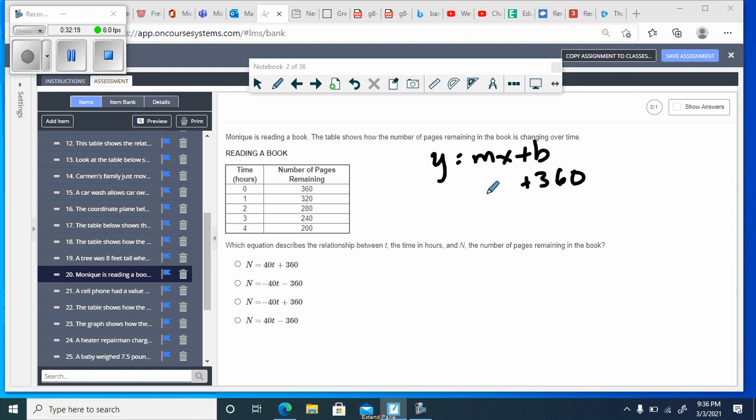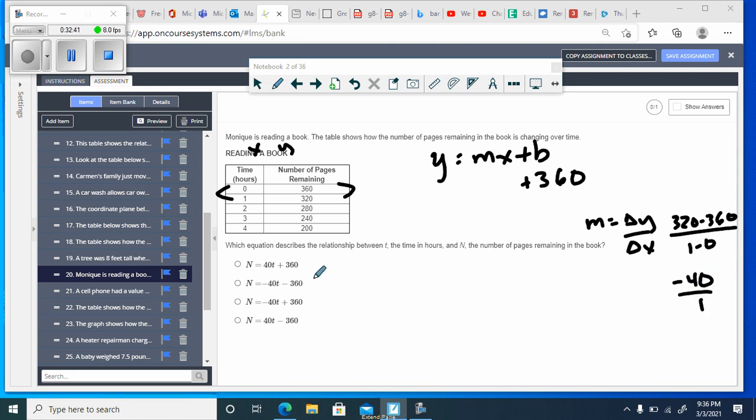Now, as you read, let's see what your m would be. M is change in y over change in x. Here's your x, here's your y. Change in y would be 320 minus 360 over 1 minus 0. That gives you negative 40 over 1. Okay? So your slope is negative 40. Y is equal to negative 40x plus 360, or negative 40t plus 360.